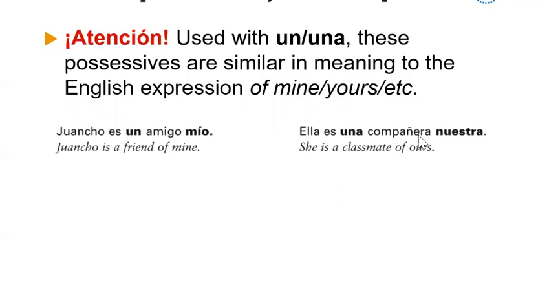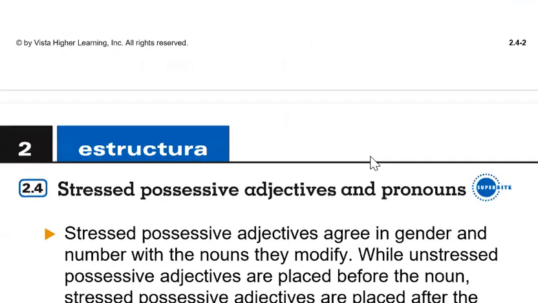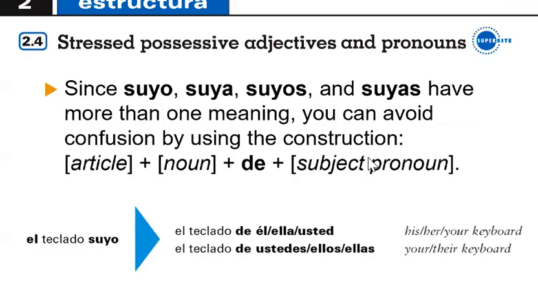Ella es una compañera nuestra. She's a classmate of ours. Or ella es nuestra compañera. She is our classmate. A classmate of ours, our classmate. Just another way to express yourself. Let's see, what else we got here?